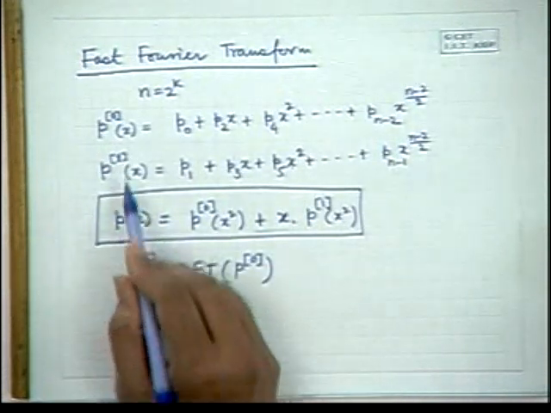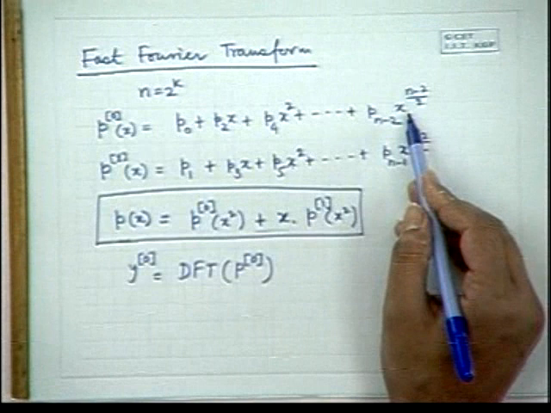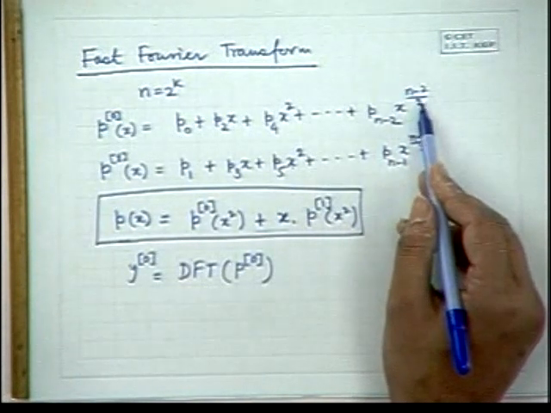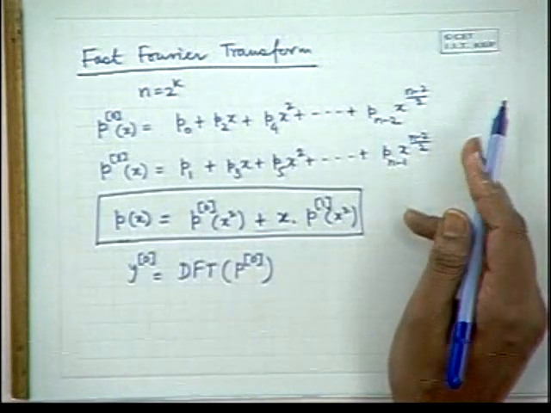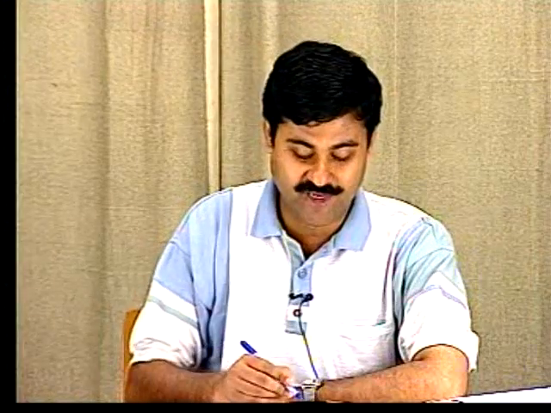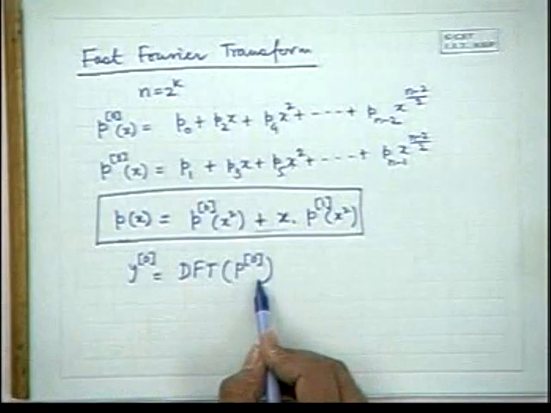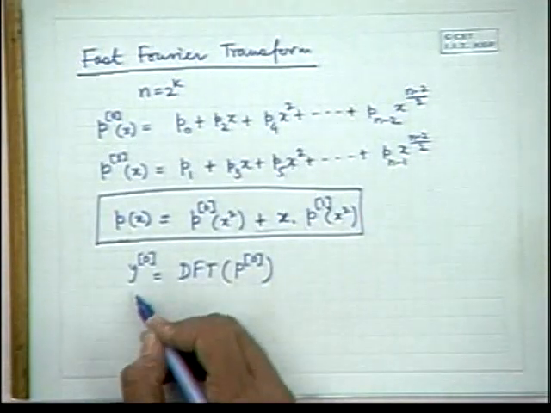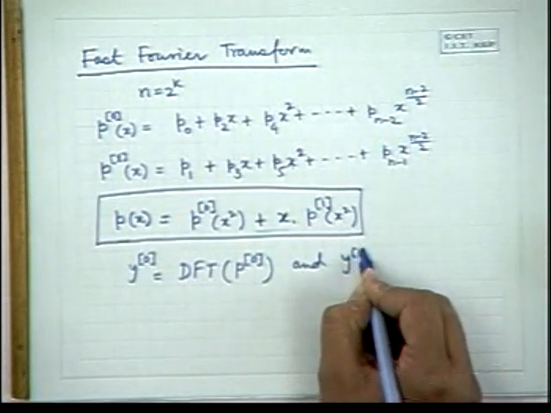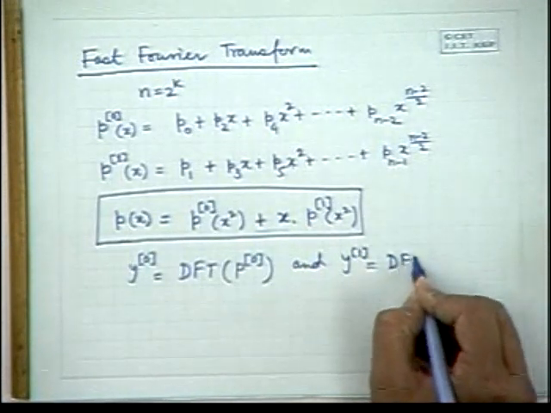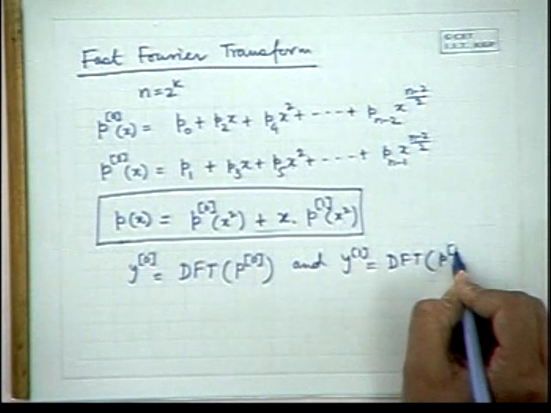So P0 is a polynomial now up to degree n over 2 minus 1, almost halved. The degree is reduced by half. And you are taking the DFT of that polynomial, that is y0. Similarly, assume y1 is the DFT of the other part, P1.